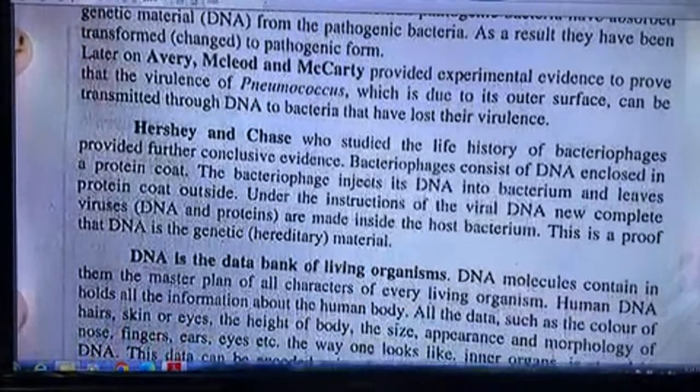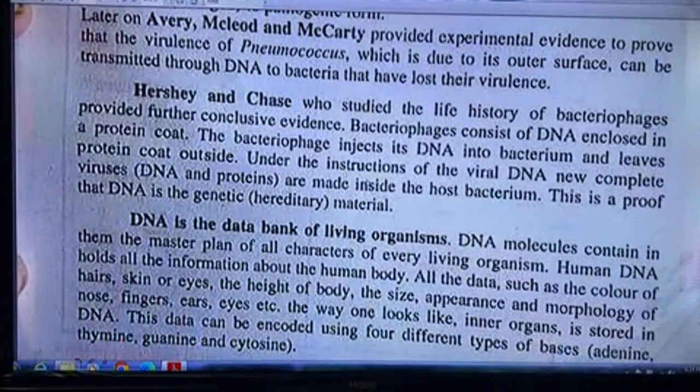Later on, Avery, MacLeod and McCarty provided experimental evidence to prove that the virulence of pneumococcus, which is due to its outer surface, can be transmitted through DNA to bacteria that have lost their virulence.